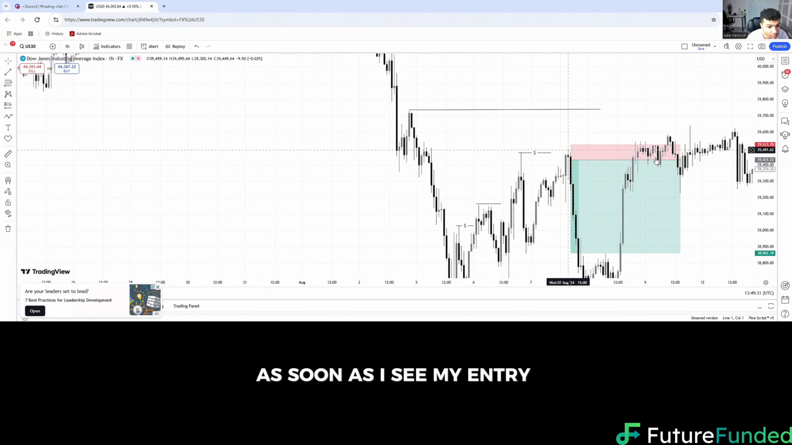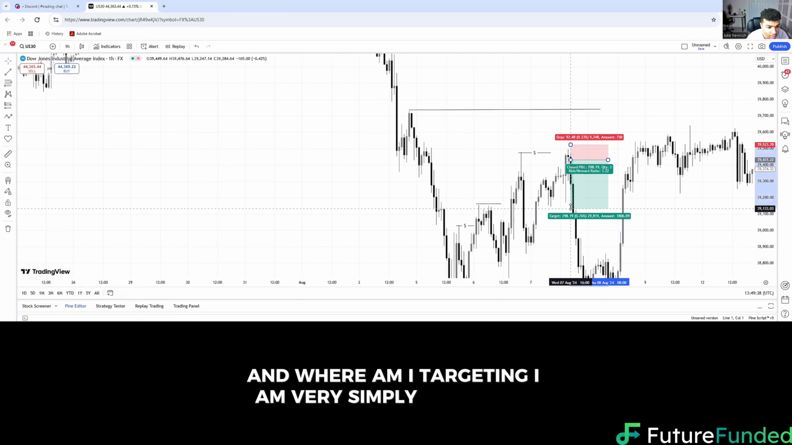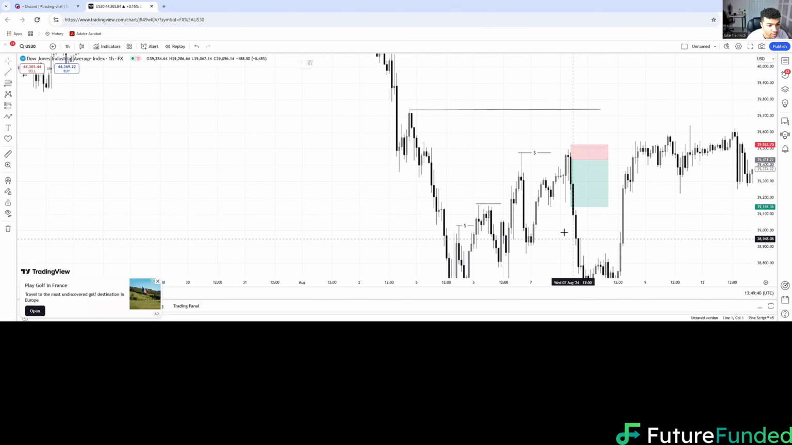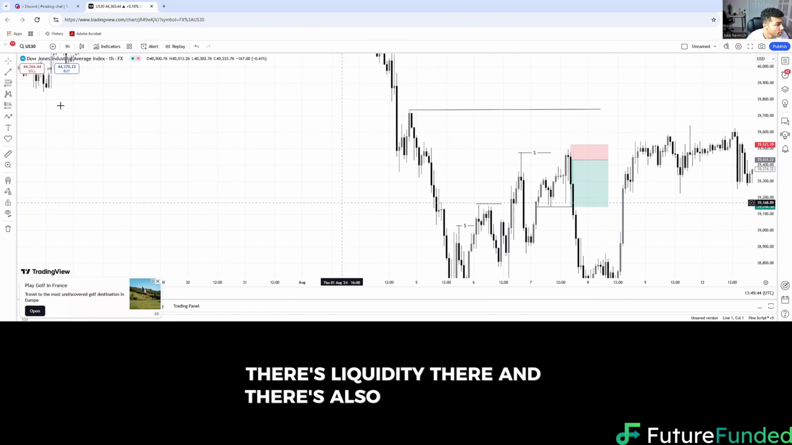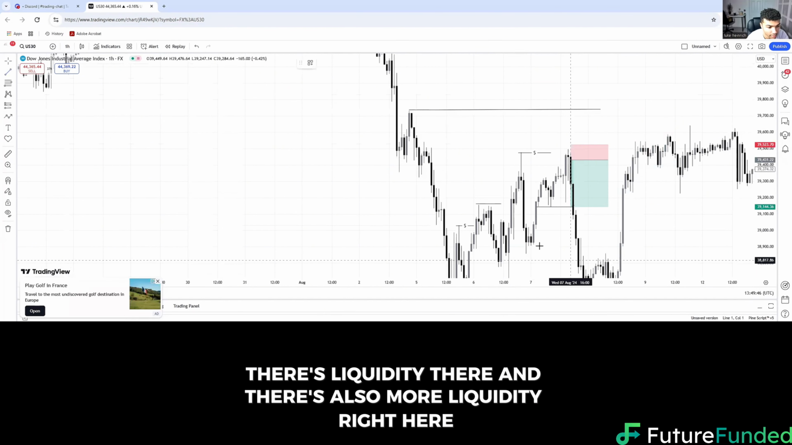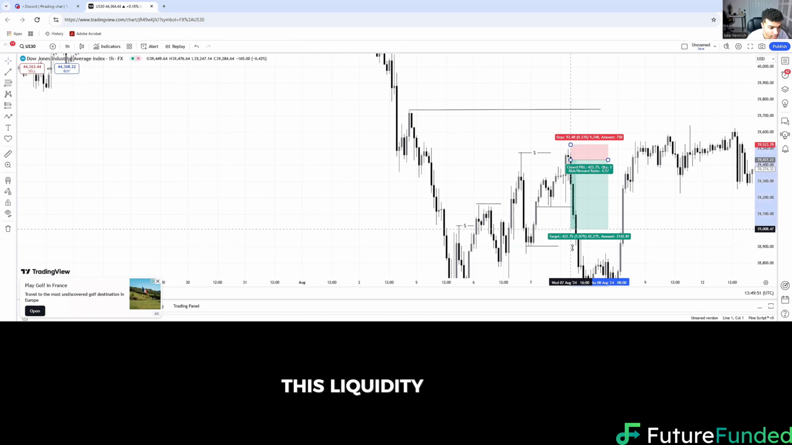As soon as I see my entry model on a 1 minute or a 5 minute, I can then look to go short. And where am I targeting? I am very simply targeting liquidity. Well, where is the liquidity? Well, there's liquidity there. And there's also more liquidity right here. And then I can make a decision, which one do I want to go for, this liquidity or this liquidity?